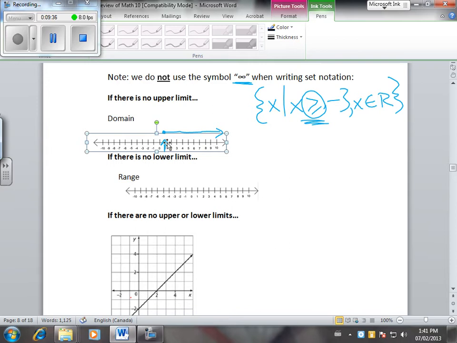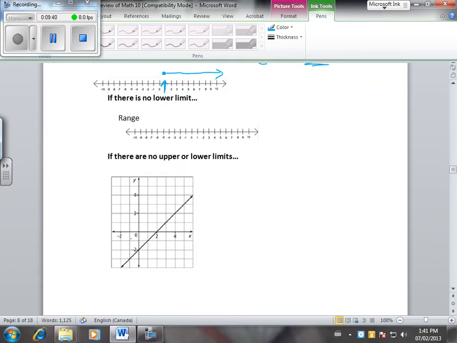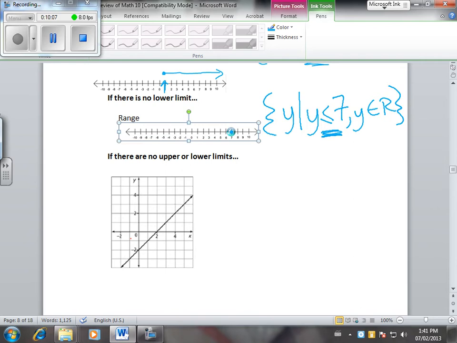If there is no lower limit, so let's do a range of y such that y is less than or equal to 7, and y is all real numbers. Okay, we're doing range, so we're on y. It's going to be less than or equal to 7. So again, this is included. We're going to put a solid dot on 7. There's no lower limit, so we will then add our arrow that way with a line.